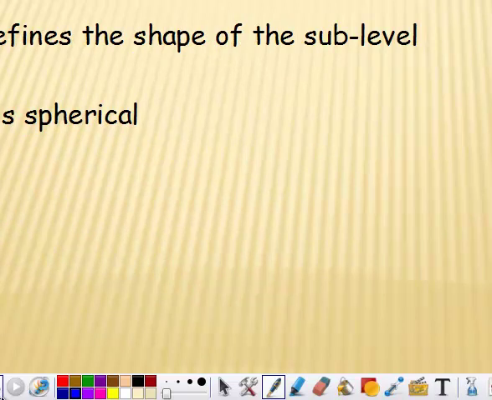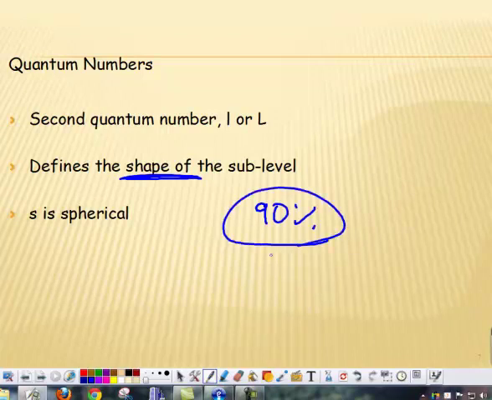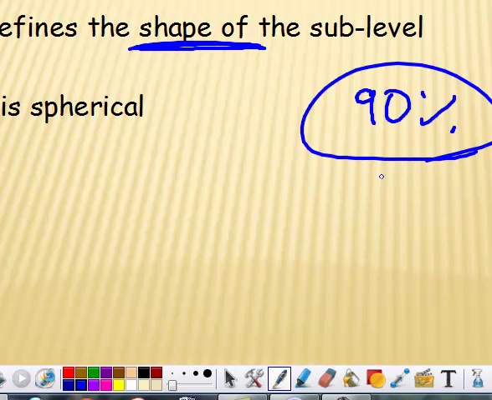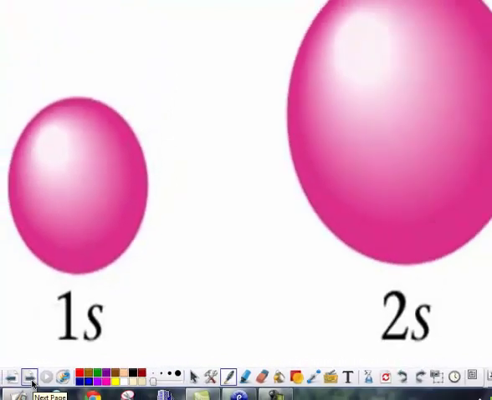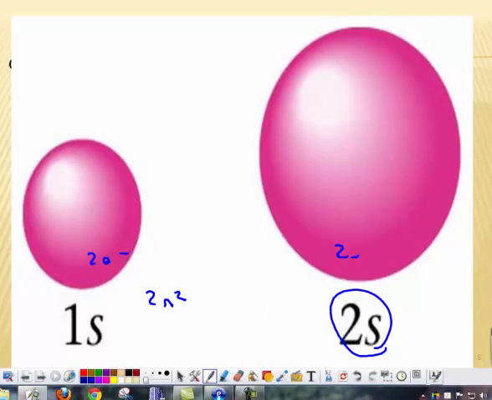All right, so it also will tell us the shape of a sublevel. Solving Schrodinger's equation, we get this electron density map, the electron cloud, and where the electron, once again, the magic number is 90% of the time. Graphing that in the x, y, z coordinates, you get a particular shape. The S sublevel is a spherical shape. And 1s would be smaller than 2s, so 2s would be bigger, more electrons. 2n squared, so there's 2 electrons in the 1s. There's 2 electrons also in the 2s, but overall it's going to be a larger shape.